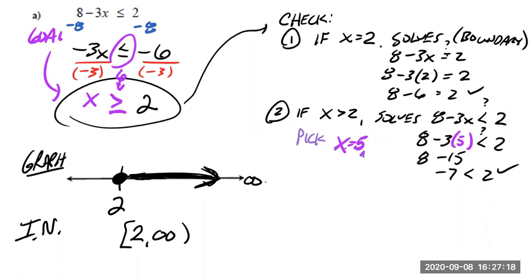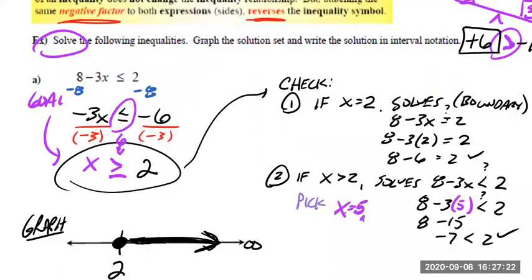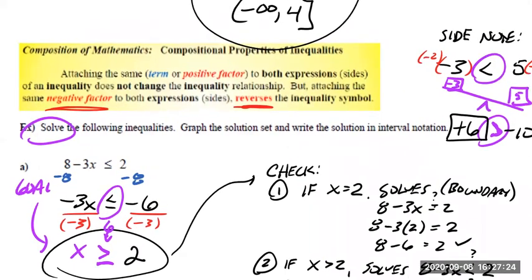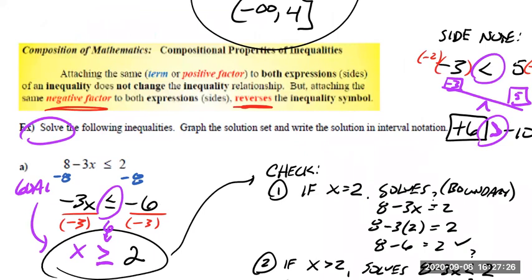All right, so in the next lecture, we'll go through some more examples on solving this, but the only thing we need to worry about with inequalities is that if we ever multiply or divide by a negative number, or we attach a negative factor to both sides to solve, then we have to reverse the inequality symbol.